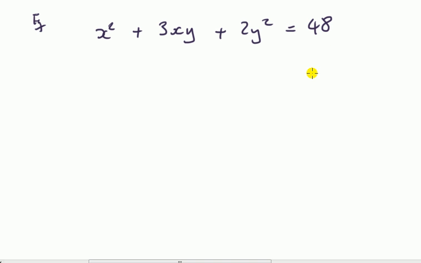Okay, this is 48. So I just want the expression for dy by dx. Okay, the general expression. So I've shown you how to do it with a formula. Now here's the second method. I look at the derivative of both sides of this expression.